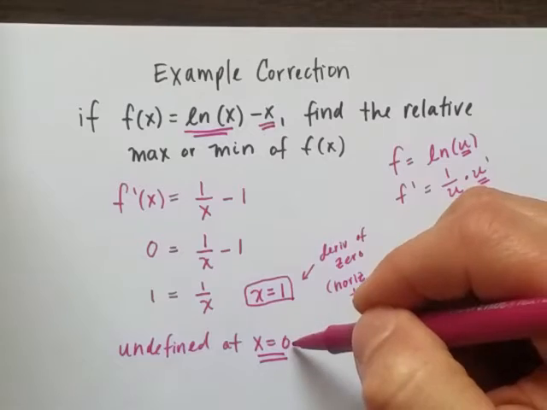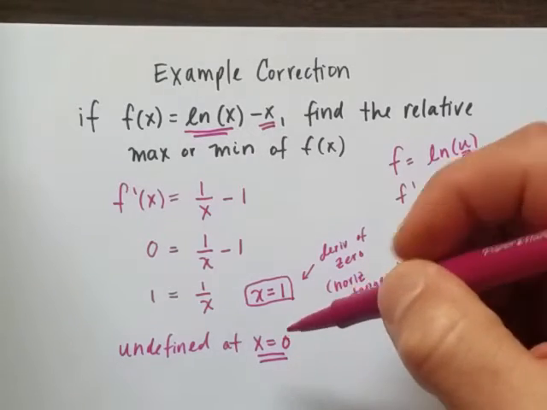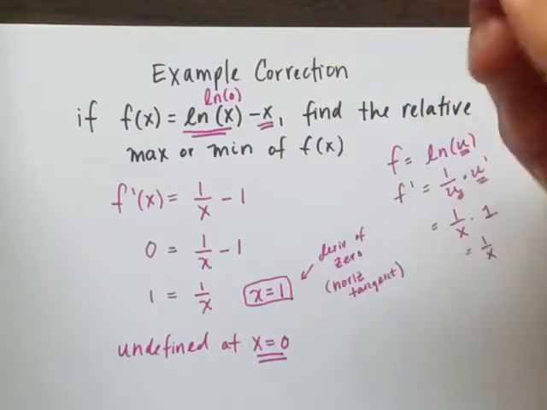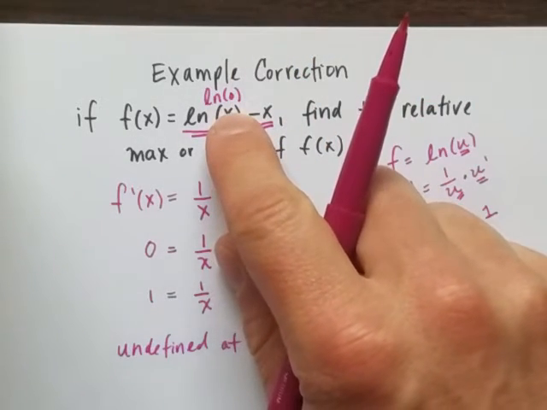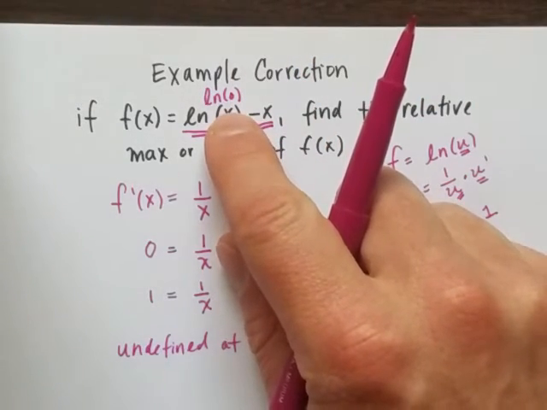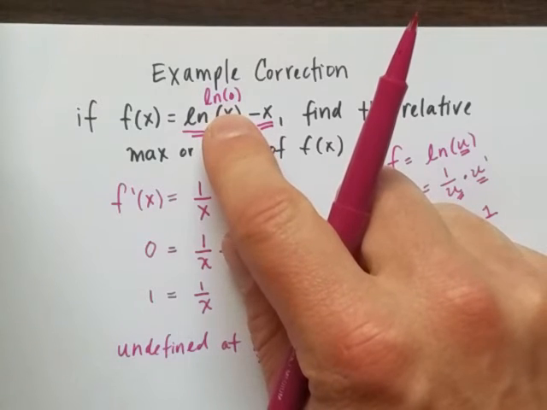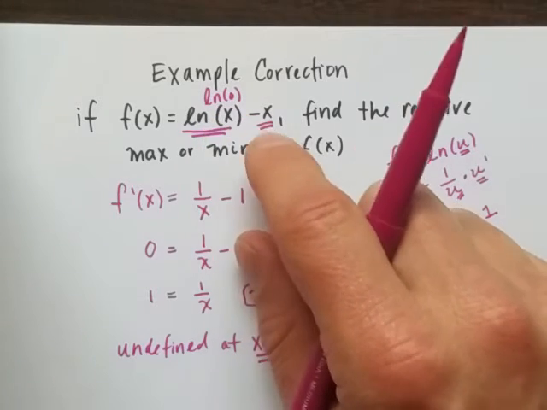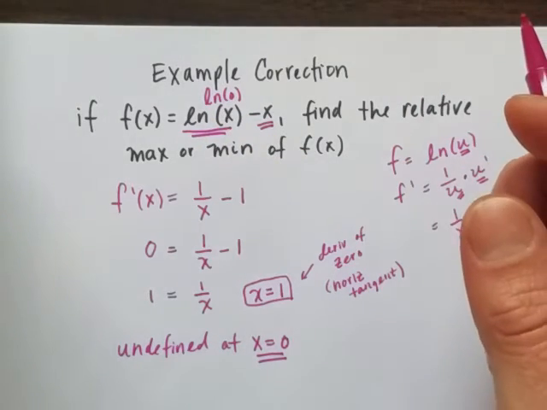So let's look back to the original function. Why can't I have 0? If I look back to the original function, remember that like an old rule of ours is with log. In natural log, we can't have an argument that is 0, and we can't have an argument that is negative. It has to be a positive argument, right?